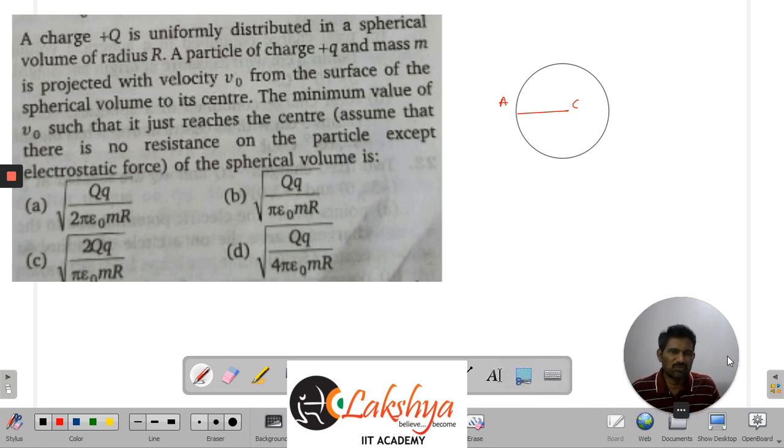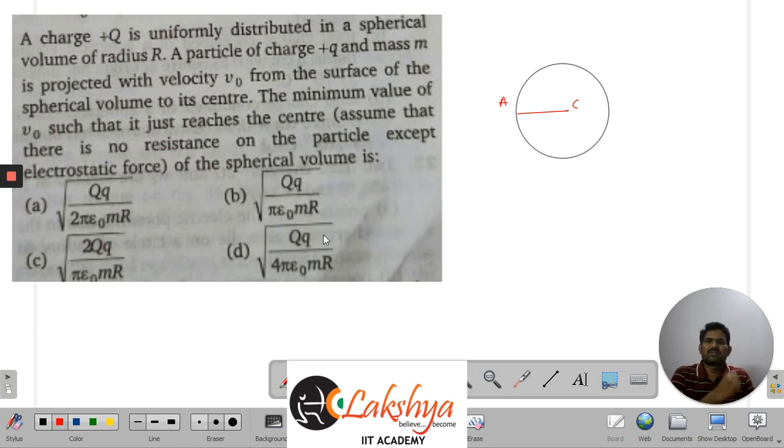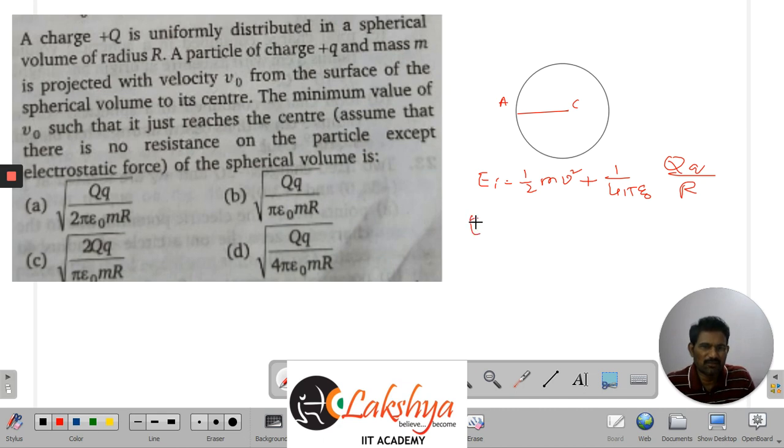Simply we can write it the same as our previous calculation. So I can write the initial energy as half m v square plus 1 by 4 pi epsilon naught into Q q by capital R, because this is the potential energy on the surface. Just it reaches the center here, so the final kinetic energy will be 0, and again we need to write the potential energy at the center.